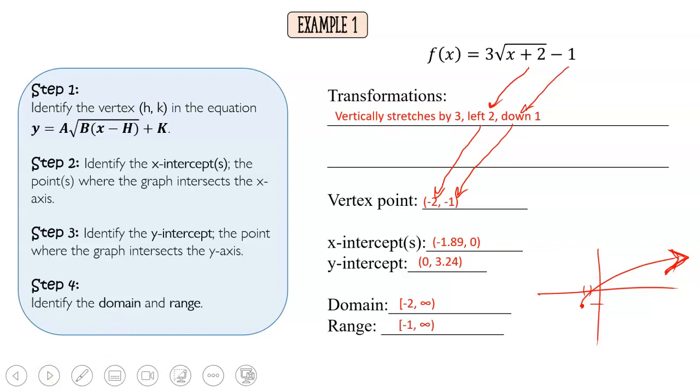Is everyone good on that example? You can describe the equation. You can find the vertex. You can use your calculator to get the intercepts, and you can tell me the domain and range. Okay, example 2. Ready?